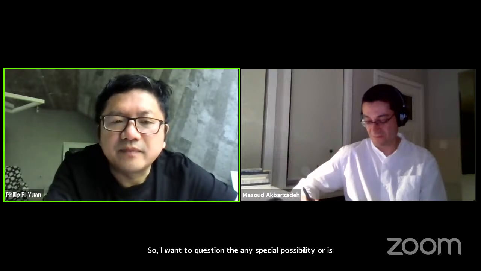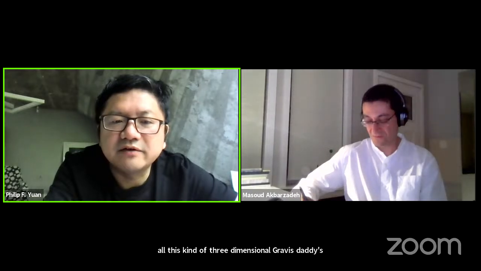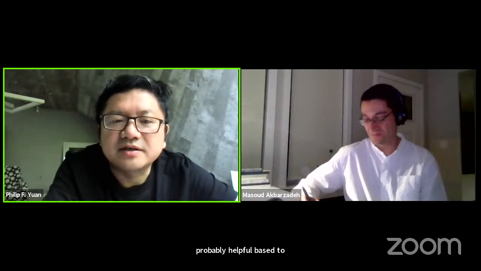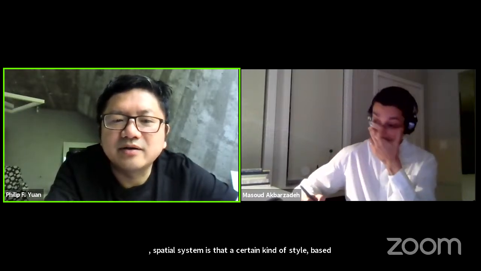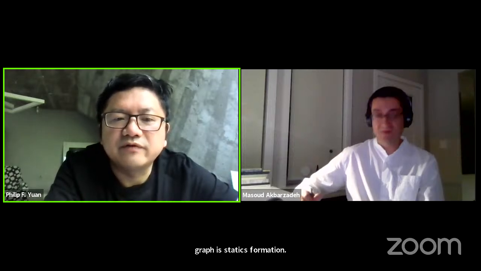The first question: most of your research goes to this kind of joint-based polyhedral geometry system. So I want to ask, is there any special possibility, or will this kind of three-dimensional graphic statics formation lead us to a certain kind of formalism, because it's a kind of style, which is polyhedral based, to make connections of these compression-only bar structures in future spatial systems? Is that a certain kind of style based on this toolbox? So could you please answer about the limitation of three-dimensional graphic statics formation, the relationship between this methodology and the formation and geometry results?